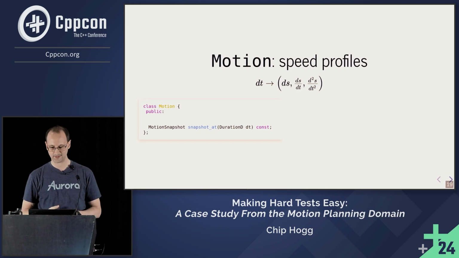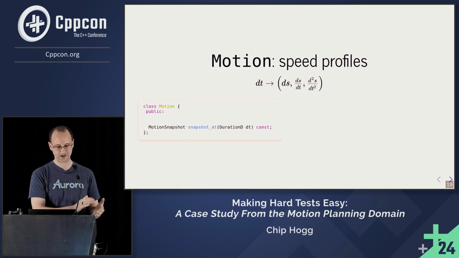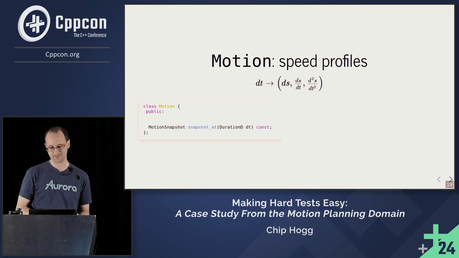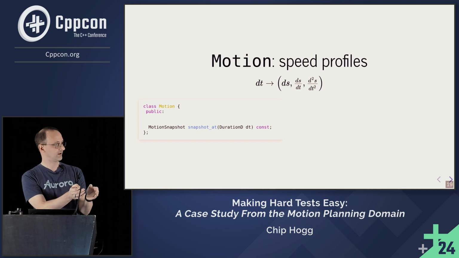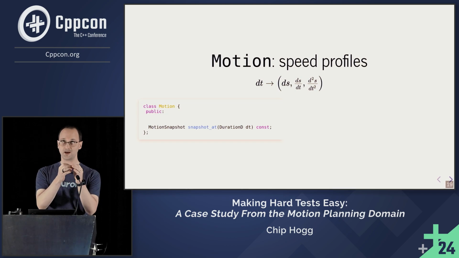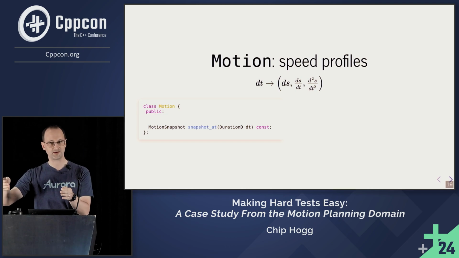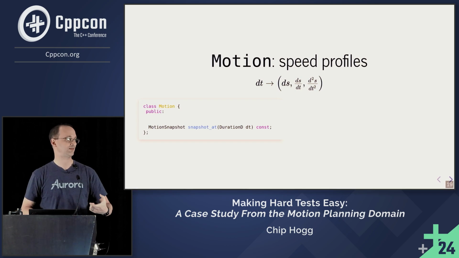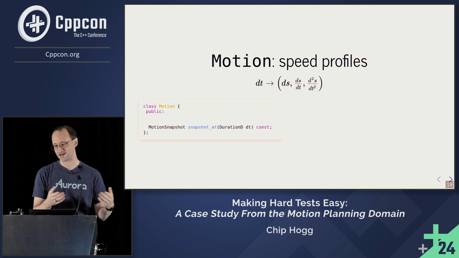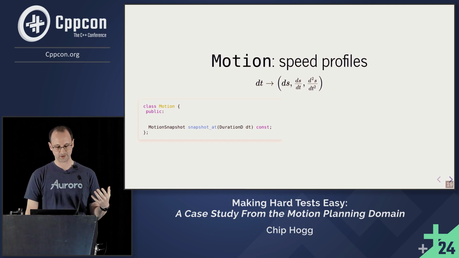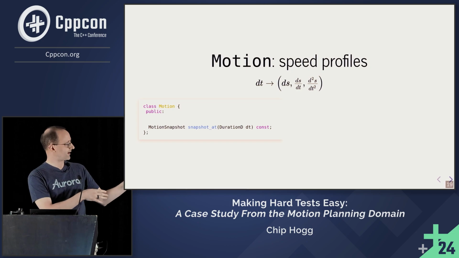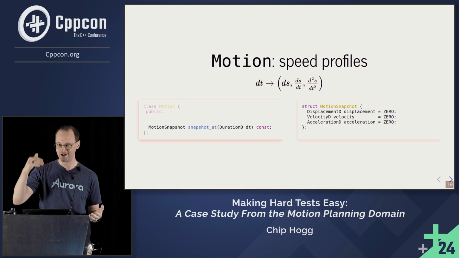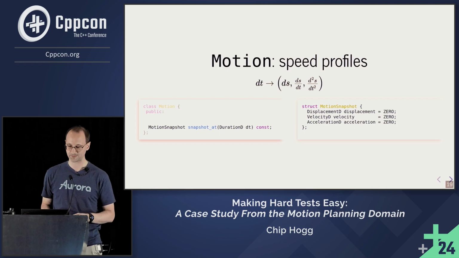So now that we have the path abstractions, we can talk about the along path speed profile of the motion along that path. We have this type, which is creatively called motion. And the job here is to map the elapsed time onto the elapsed spatial distance, along path distance, and all time derivatives. So you get the displacement, the velocity, the acceleration. We could add more if we want, so on and so forth. It's returning motion snapshot, and what that is is just kind of what you would think. It's a struct that has the displacement, velocity, acceleration.